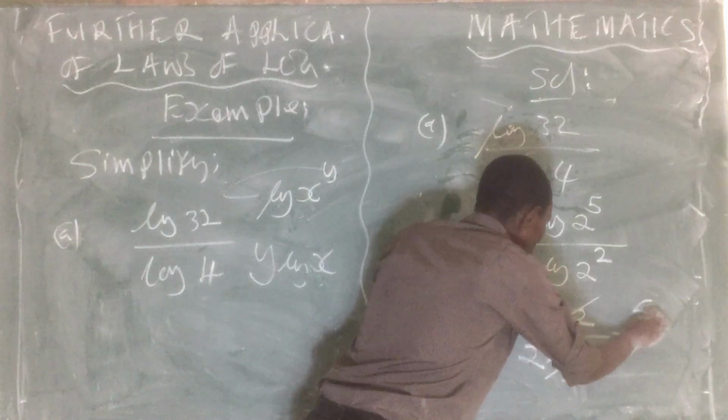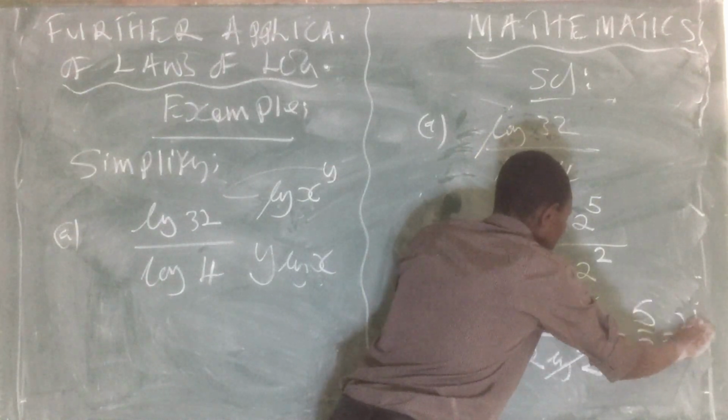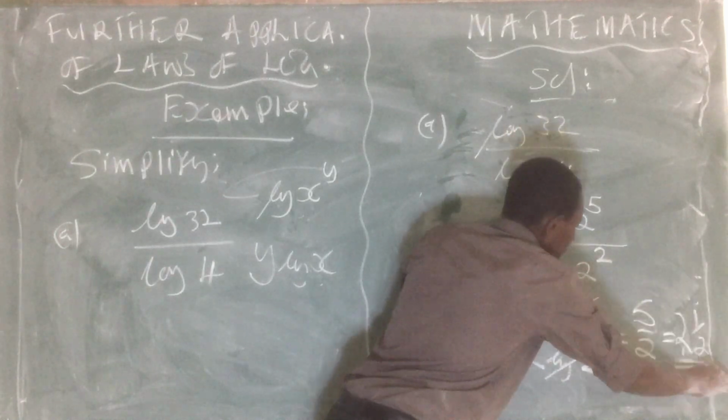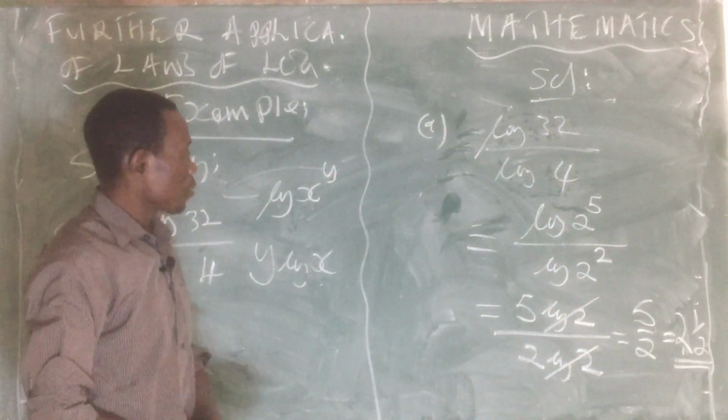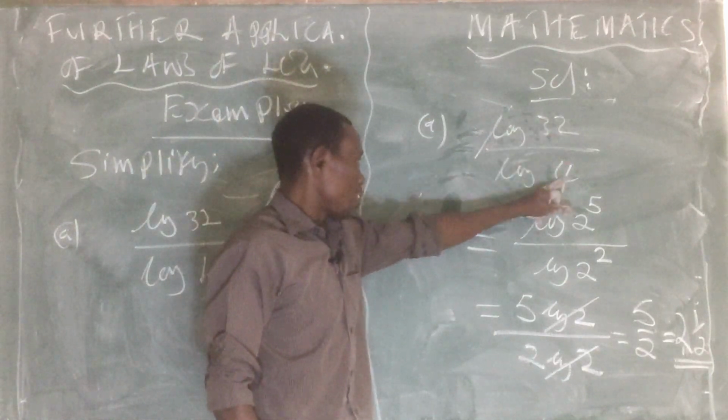At the end we have got 5 over 2, which is as good as writing 2 and a half, or 2.5. Right, so you can see what is here. Don't cancel directly this and this and that one.